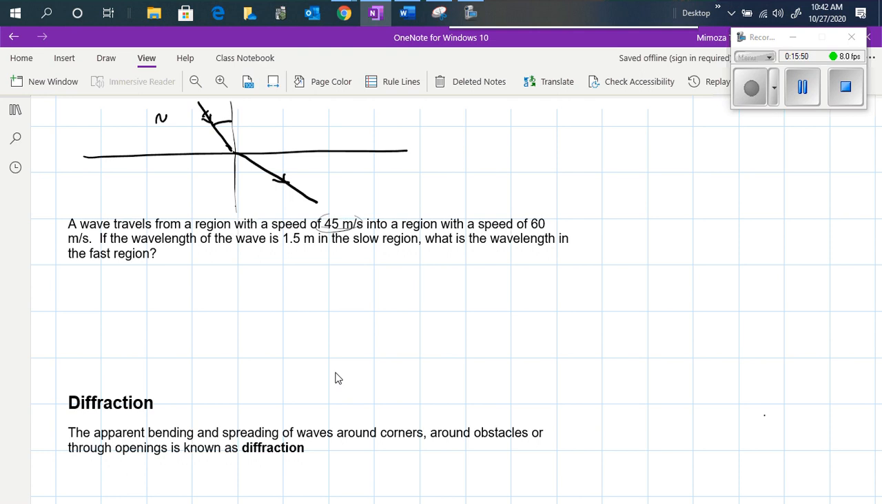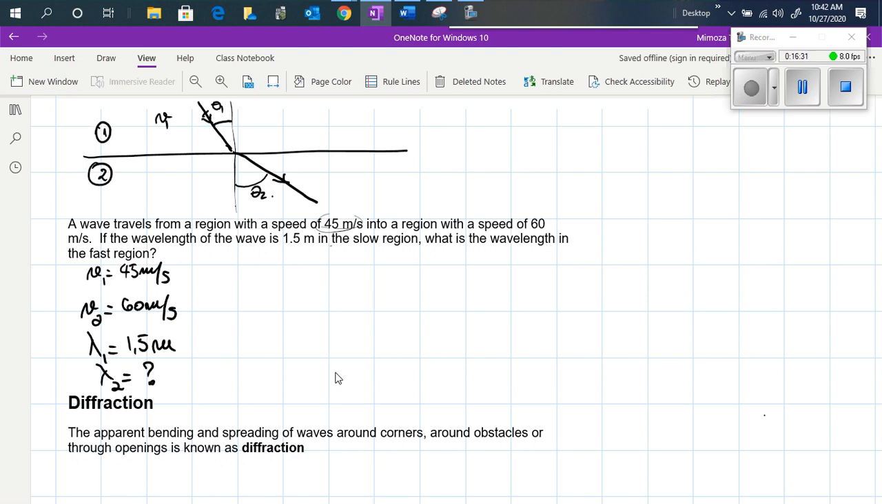So the speed in medium 1 is less than the speed in medium 2. This is theta 1 and this is theta 2. So now we have V1 as 45 meters per second, V2 as 60 meters per second. In the slow region, lambda 1 is equal to 1.5 meters and lambda 2 is the question mark.